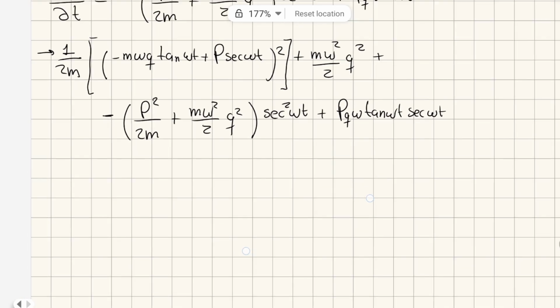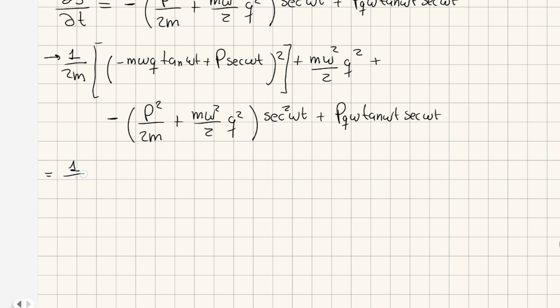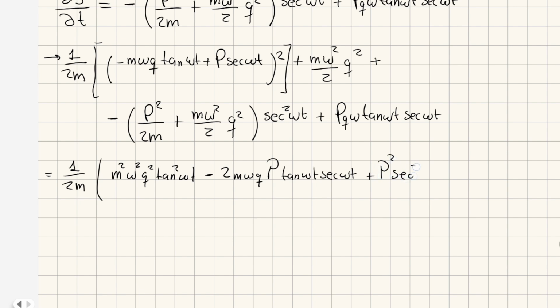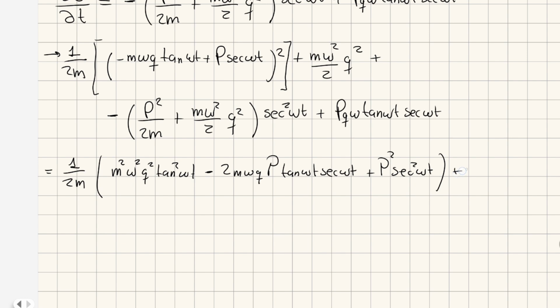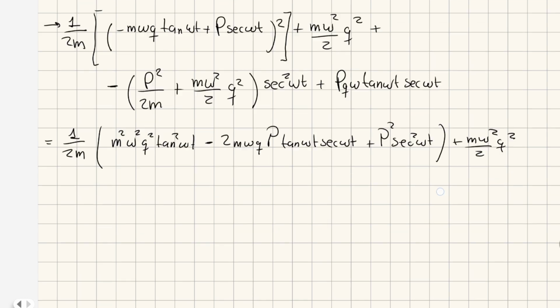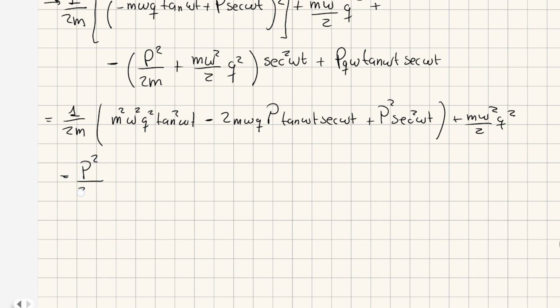Okay, so if we make the calculations, we are going to get 1 divided by 2m, and then m squared omega squared q squared tangent squared omega t, minus 2 times m omega q p tangent omega t secant omega t, plus p squared secant squared omega t, then plus m omega squared divided by 2 q squared, then minus p squared divided by 2m secant squared omega t, minus m omega squared divided by 2 q squared secant squared omega t, plus p q omega tangent omega t secant omega t.